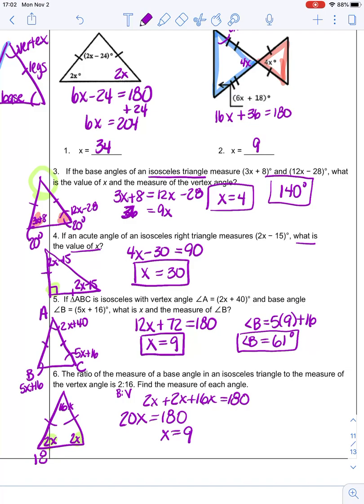If x is equal to 9, then each of these base angles is 18. And 16 times 9 is 144. If we do a quick check, 144 plus 36 is 180, so they check out. So the measure of each angle is, the vertex angle is 144 degrees, and the base angles are each 18 degrees. So you need to be sure that you always draw a picture, always know where your vertex angles and your base angles are, and then be able to set up, are they equal to each other, or do they add up to equal 180 degrees?